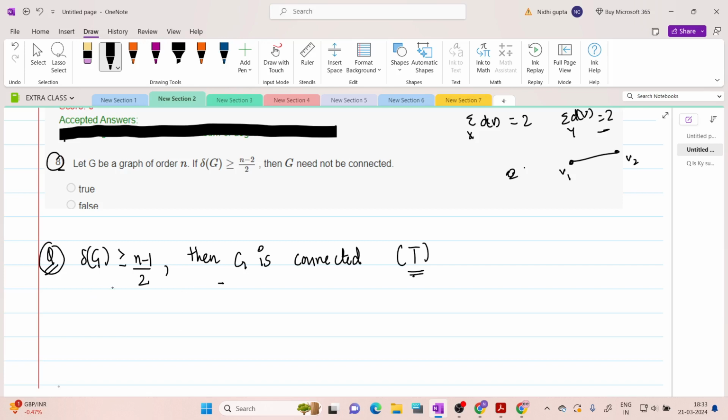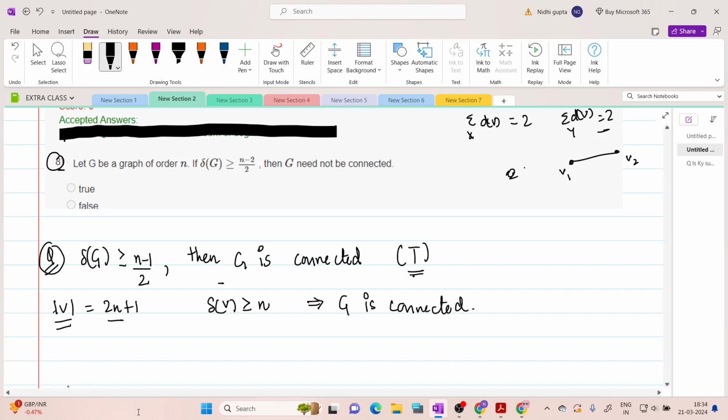Also, if we want to look at some quick proofs, for the time being let's say the order is odd; the even case proof will also work in the same manner. Suppose the number of vertices is odd, 2n plus 1, and the minimum degree is greater than or equal to n. Then the claim is G is connected. So if we have to quickly show this, how will we show this?